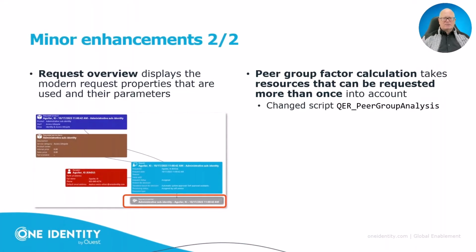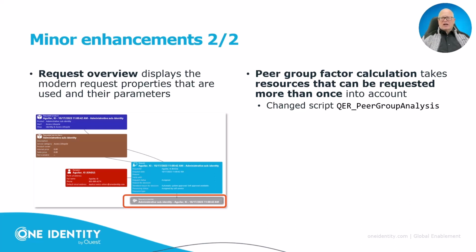Again, minor enhancements. First of all, request overview. This displays the modern request properties that are used and their parameters. Remember, in the Identity Manager we talked about, we have two types of parameters, request parameters. The old parameters were always seen in overview forms in the past. Now the new parameters are shown as well.